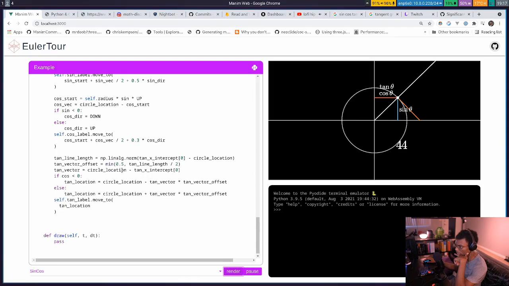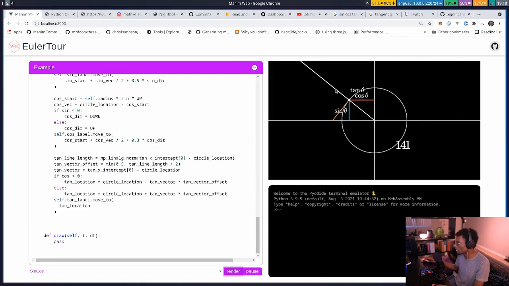Oh wait, these are the wrong direction. It should be final minus initial. For one thing, I didn't think I was this bad at math, but learn something new every day. Okay. Wait, did this render again? I don't know if it did.